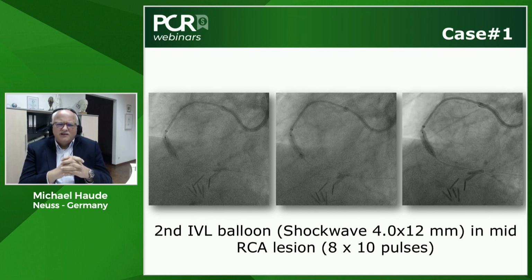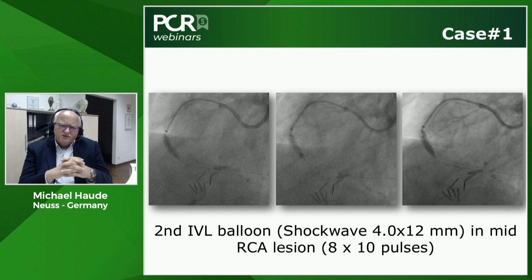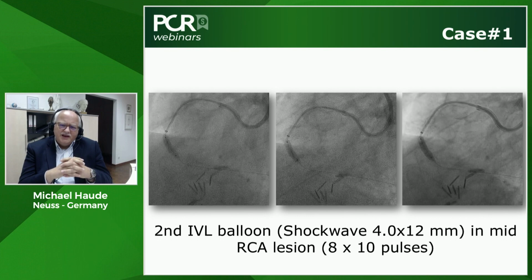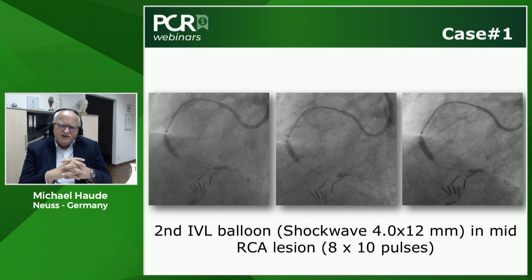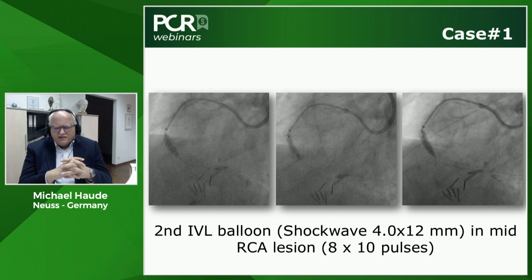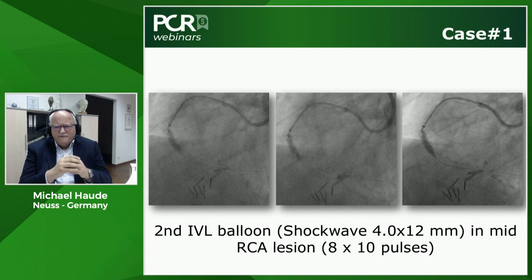You can see that our guideliner was able to pass the proximally already pre-dilated and pre-treated lesion with the IVL to facilitate bringing the IVL, the second balloon, down to the second lesion. Again, we take the full range of pulses, 8 times 10 pulses.